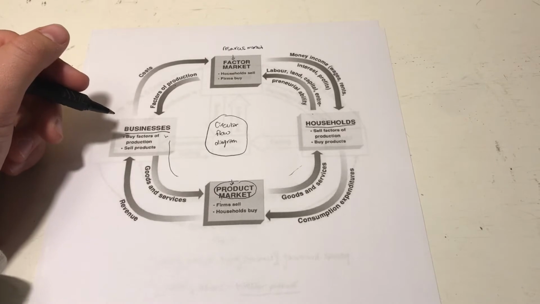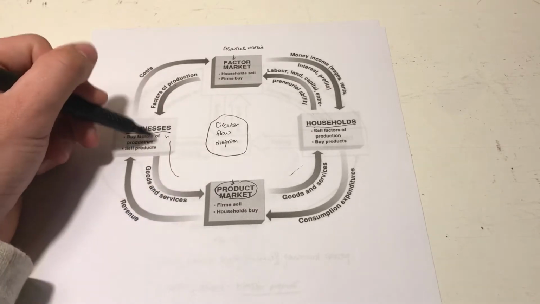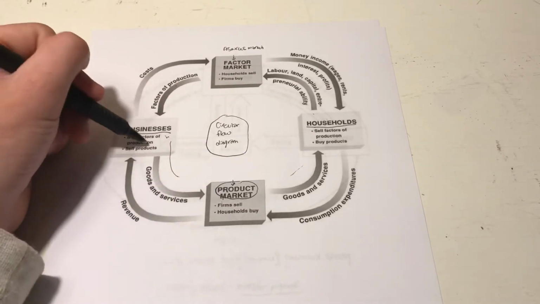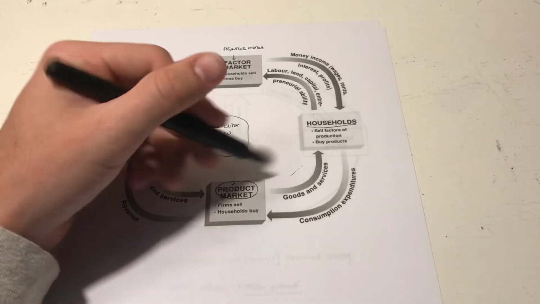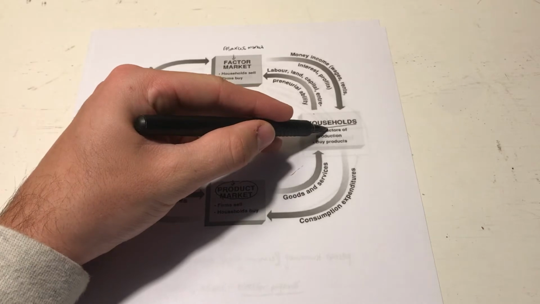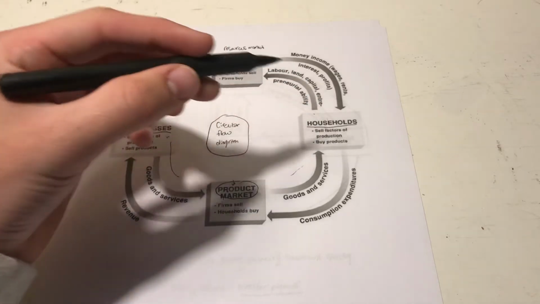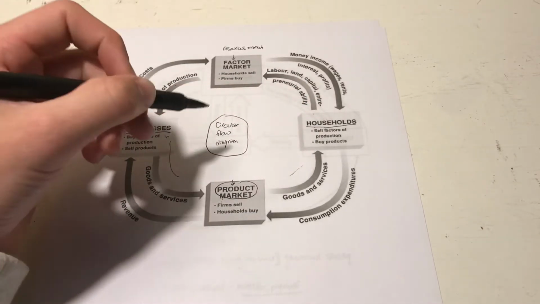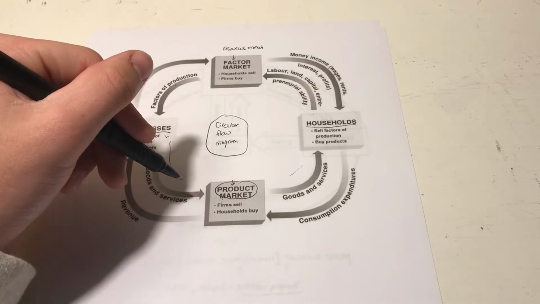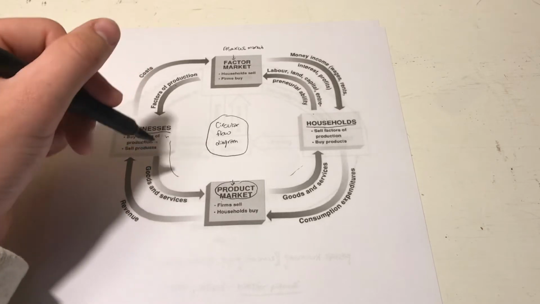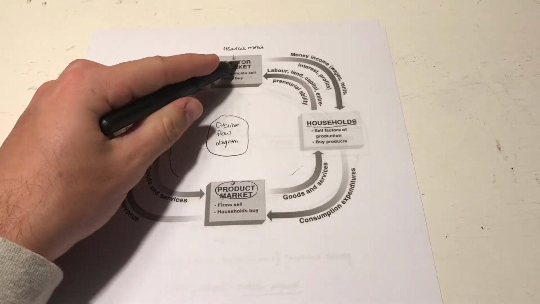And the first one we're going to explain is the product market. And so the product market is when the businesses sell their products, their goods and services, to the households to make money. They sell their goods and services to households, but they need resources such as workers and machines to make these products. And the workers and machines are found in the next part, in the resource market.